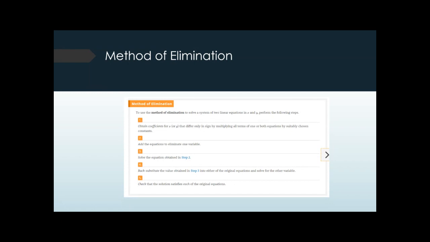So once you multiply it so that you have something that's the same number with opposite signs, then you add the equations together, and that variable that matches will disappear. Like, let's say you have a negative 2x and a 2x, that disappears. Then you solve the remaining equation, and then you back substitute. So you take your answer and plug that into one of the other equations so you can get the other variable. And then, of course, you check your solutions.